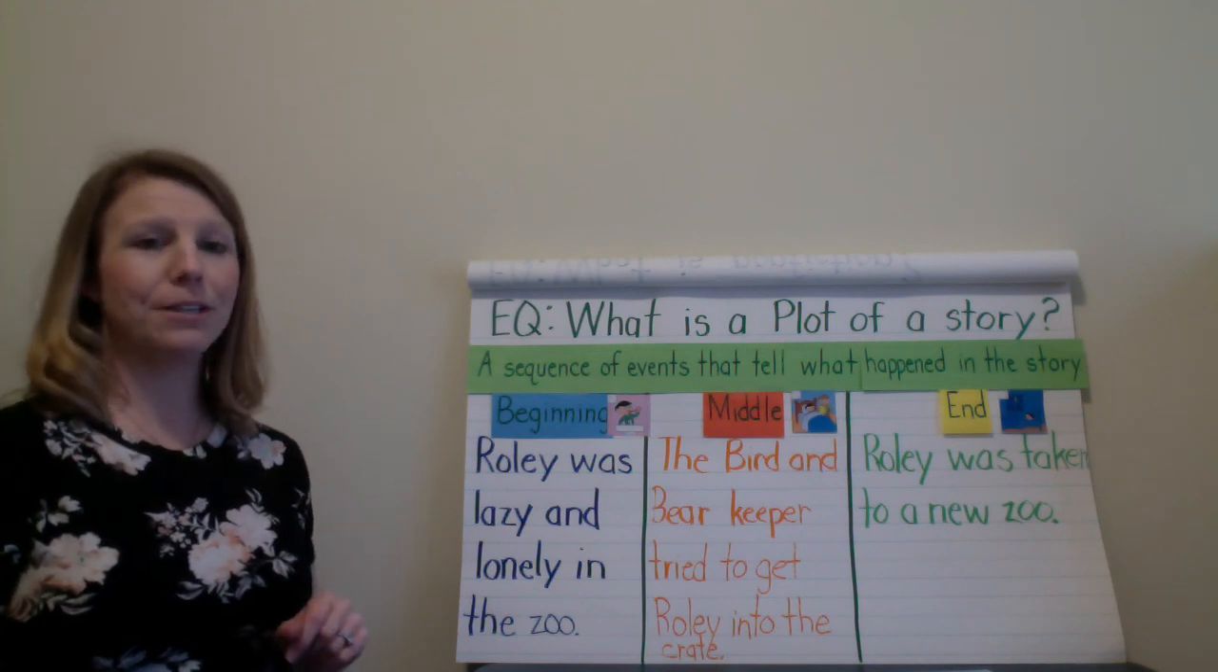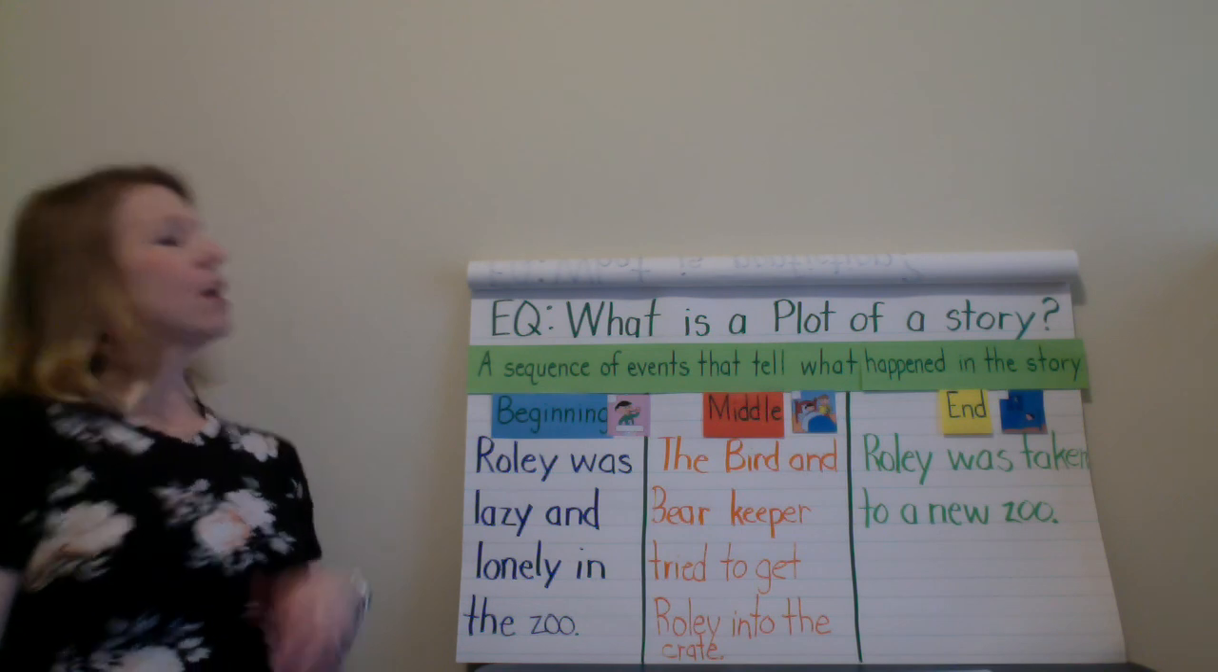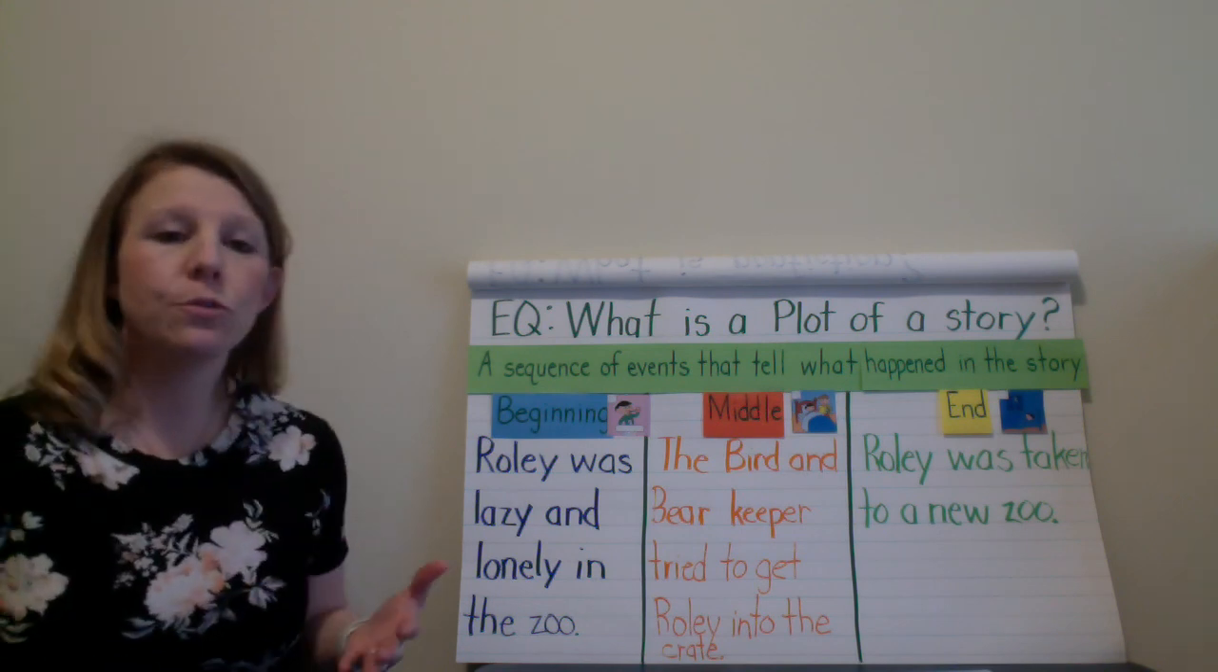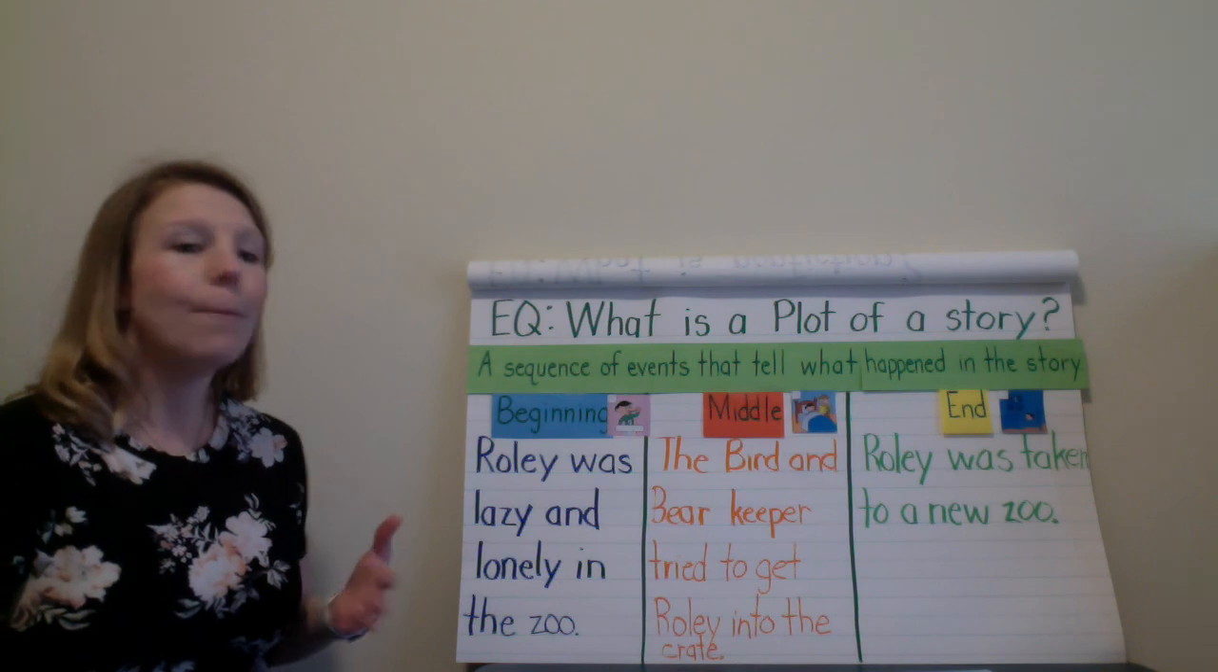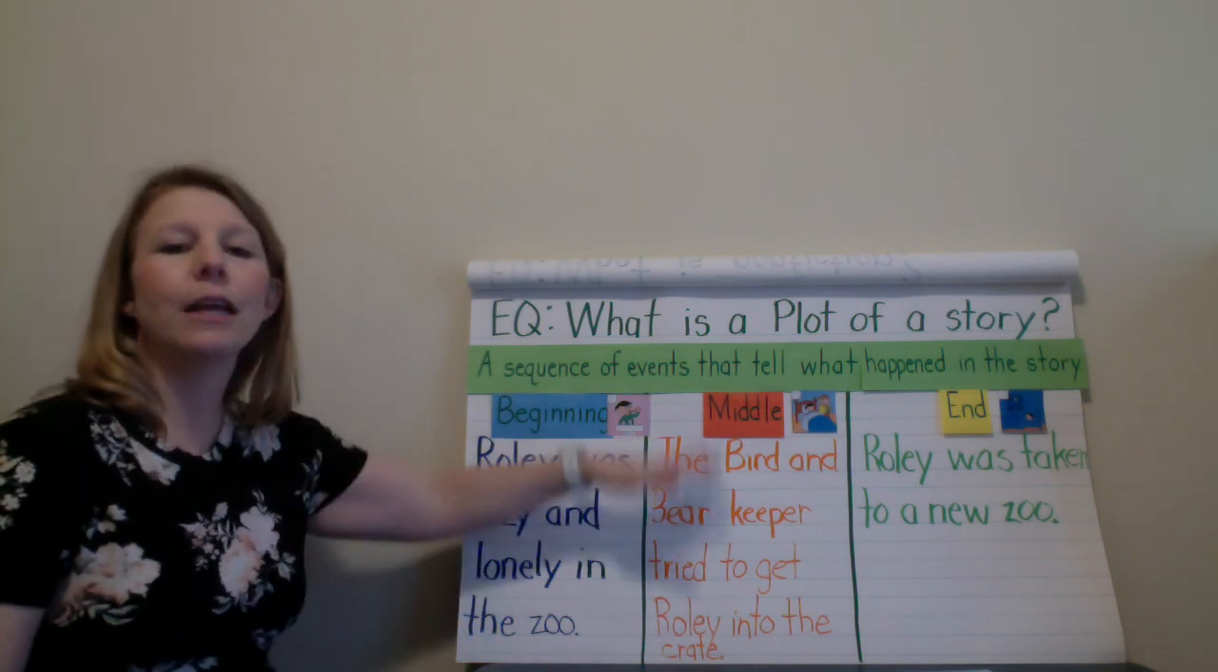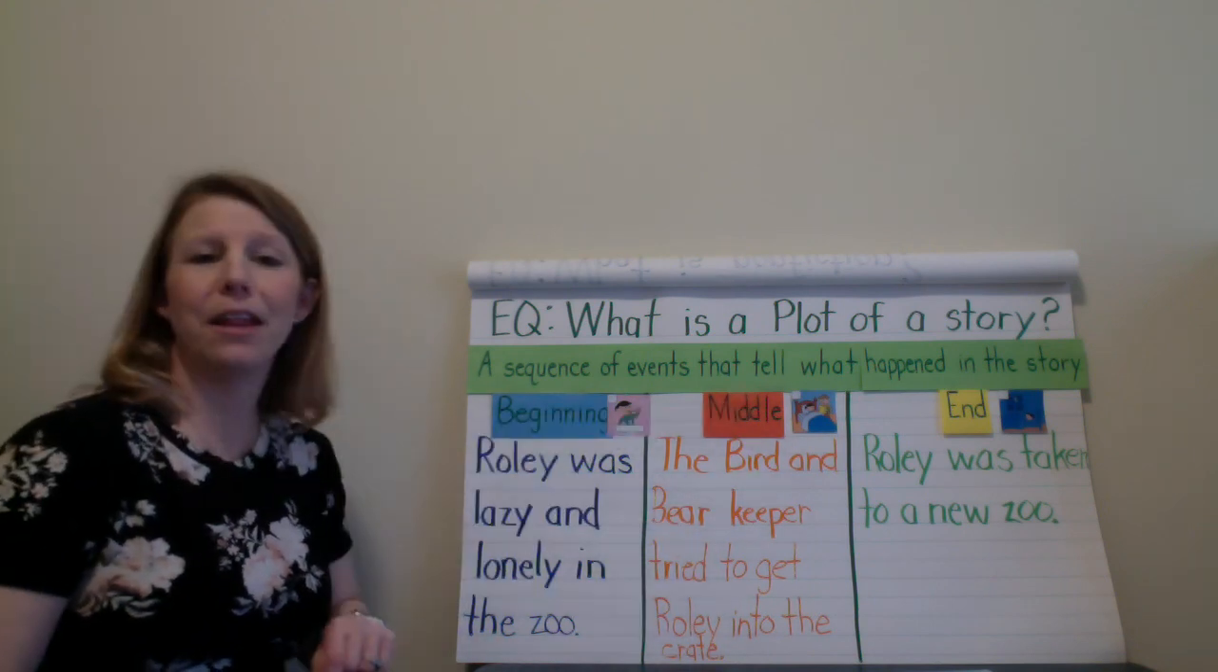So when your teacher asks you about plot, you should always be able to name three things from the story that happened. Okay? So I want you to be thinking about when you listen to another story, what's happening in the beginning, what's happening in the middle, and what's happening in the end.